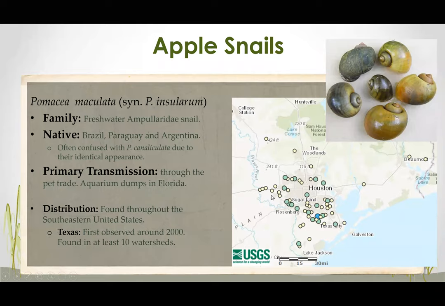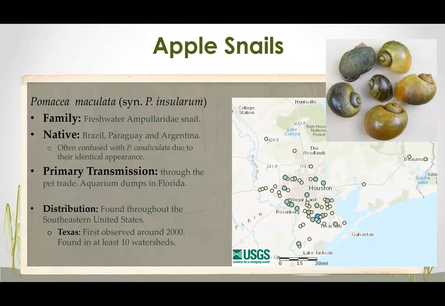So you can see it is very well documented. It was actually first reported in the Buffalo Bayou area in Harris County in 2000. So we've known it to be present in the Houston area for 20 years. And it's also been present in the San Antonio area and San Marcos area for almost as long as well. It's now found in 10 watersheds in Texas.